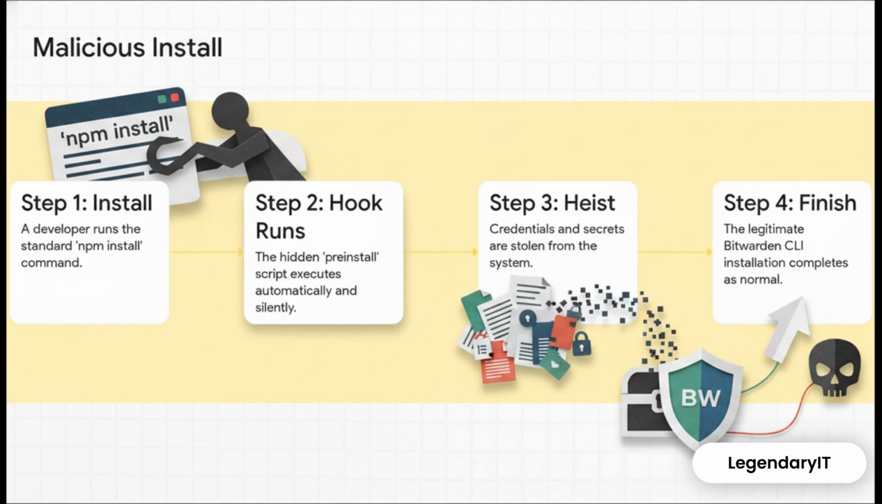And this sequence right here shows you just how slick the attack was. It all starts with a command developers run 100 times a day, npm install. But before Bitwarden's code even begins to install, that hidden preinstall script executes silently in the background. And that is the moment of the heist. Credentials and secrets are scraped from the system and sent off to the attacker. Only then does the legitimate installation finish. And from the developer's side, everything looks perfectly normal.